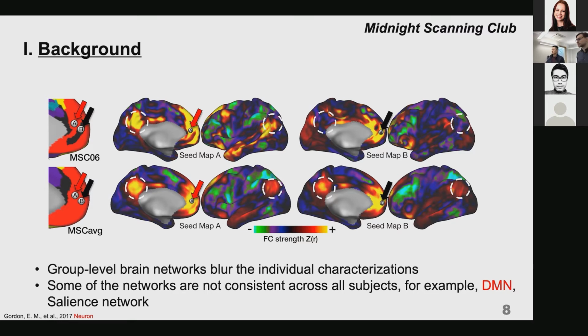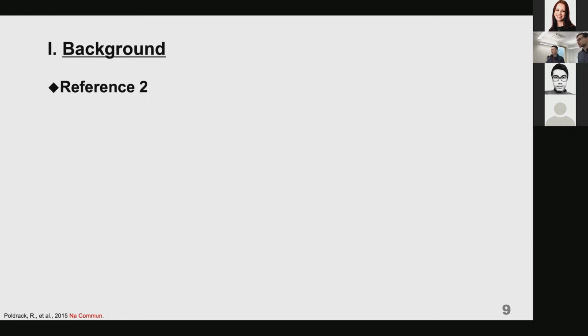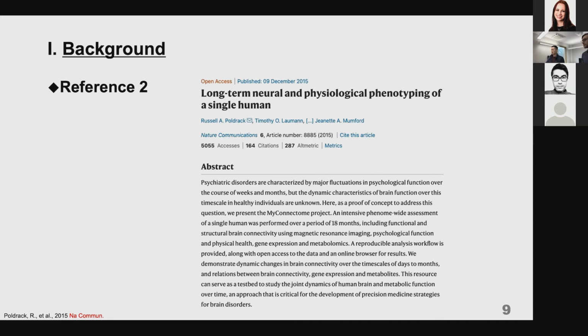So in this article, they just scanned the subjects 10 days. It's like a very short longitudinal study. How about scanning subjects for a longer time? And this article I would like to present is using this kind of idea.